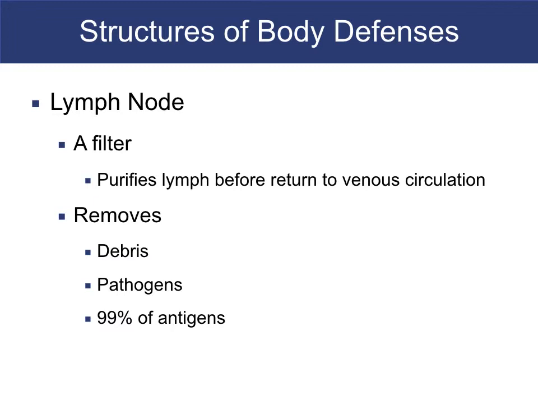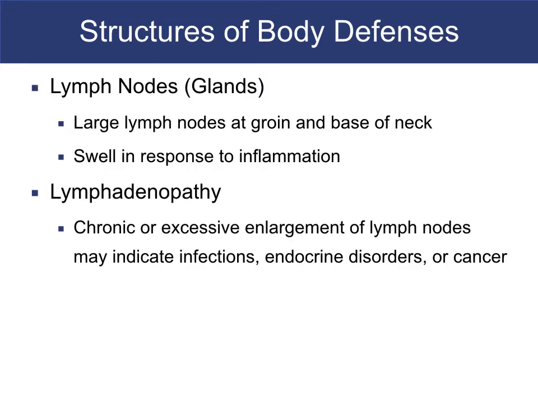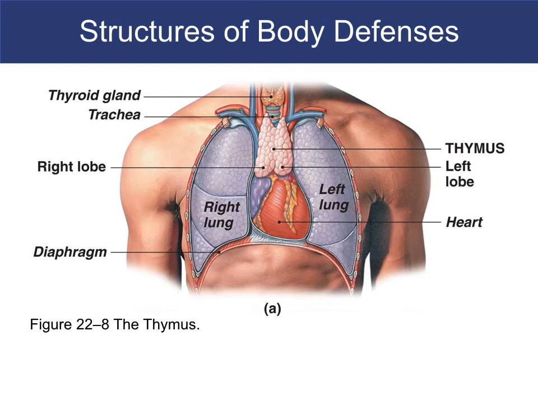So lymph nodes are a filter. They work really well. They remove debris, pathogens, and 99% of antigens, in other words, stuff that you might react to, is taken out there. Lymphadenopathy is a word that means swollen lymph nodes. So when your kid has swollen lymph nodes in his neck, that's lymphadenopathy. A lot of times if you have an ingrown toenail on your foot or an infection on your foot, your lymph nodes in your groin will be all swollen up and you can feel them just as easily. But basically lymphadenopathy just means swollen lymph nodes.